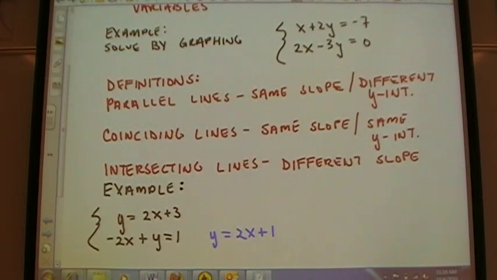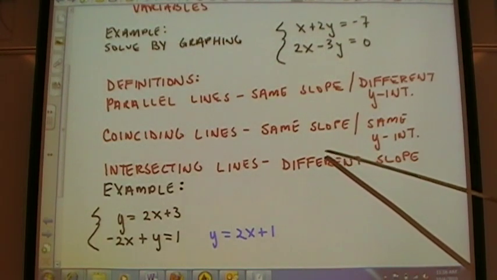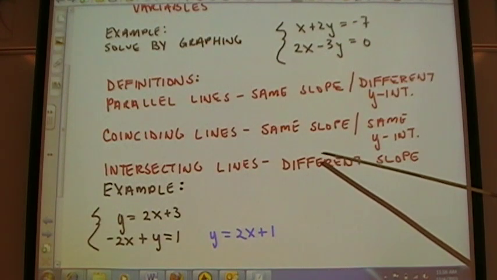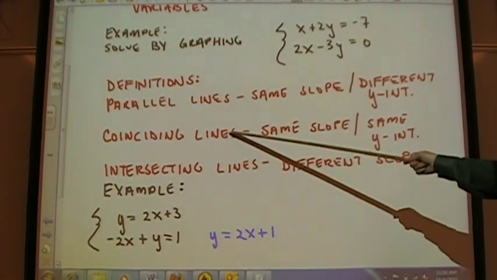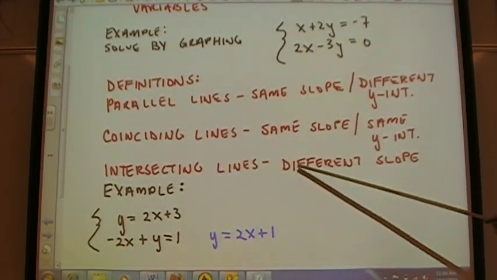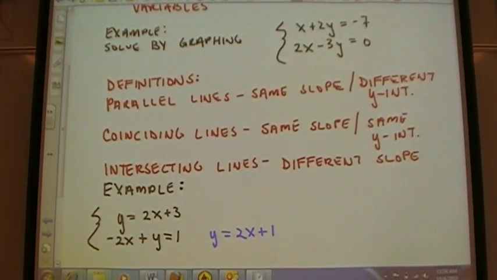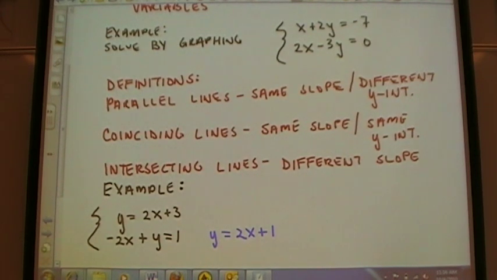If they're the same line, they're lying right on top of each other. So what's your solution? Many solutions. Infinitely many solutions if they're coinciding. If they're intersecting lines, how many solutions do you get? One. And that one solution is your point of intersection. The example was of a parallel line, right?